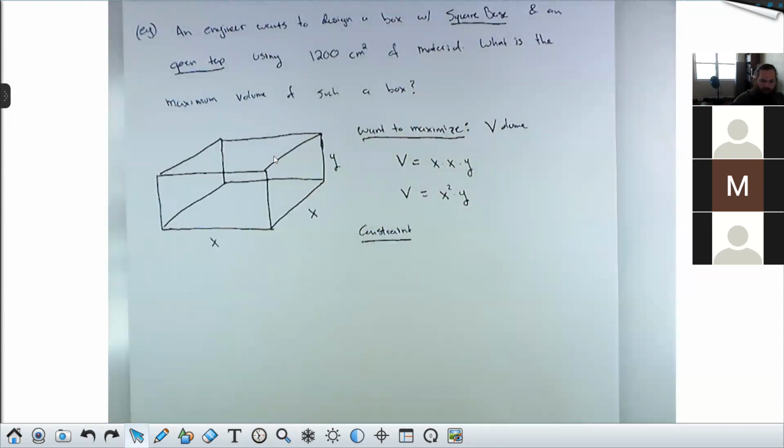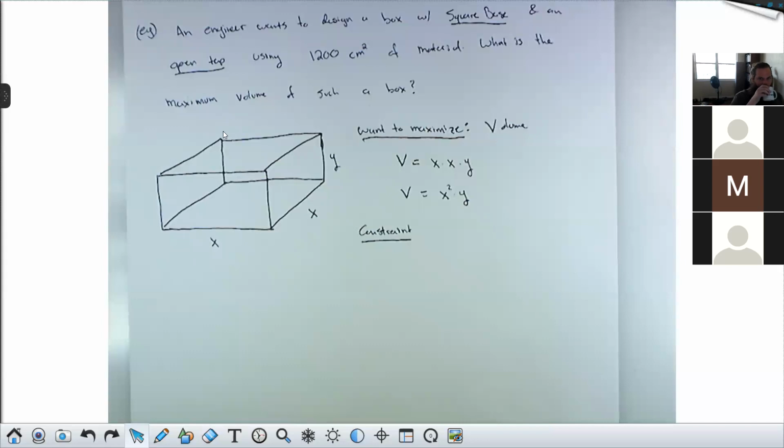You guys remember the farmer fence problem with the river? The fact that we only had 2,400 feet of fencing to work with meant that the perimeter was equal to 2,400. That was our constraint. Or the oil can problem, the can had to hold 1 liter of oil. So the volume being equal to 1 liter, that was our constraint. So there's always two things: the thing you're trying to maximize or minimize, and then the other bit of information you need to keep in mind. That other bit of information is called the constraint.